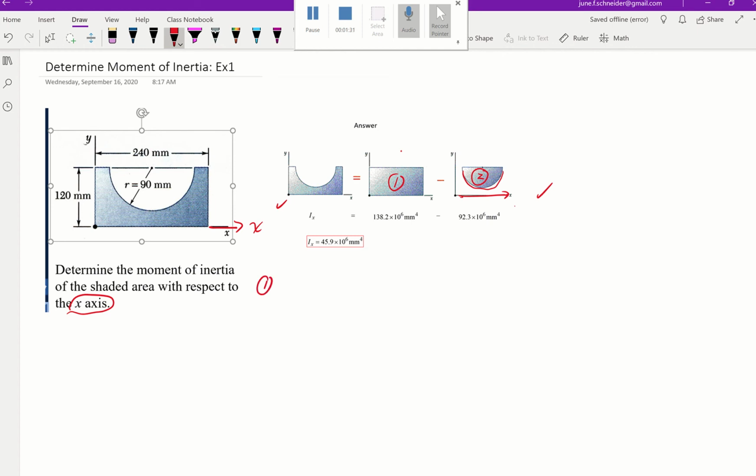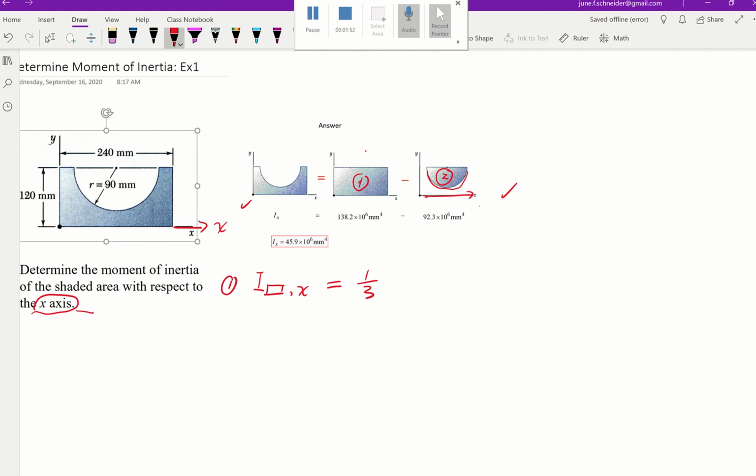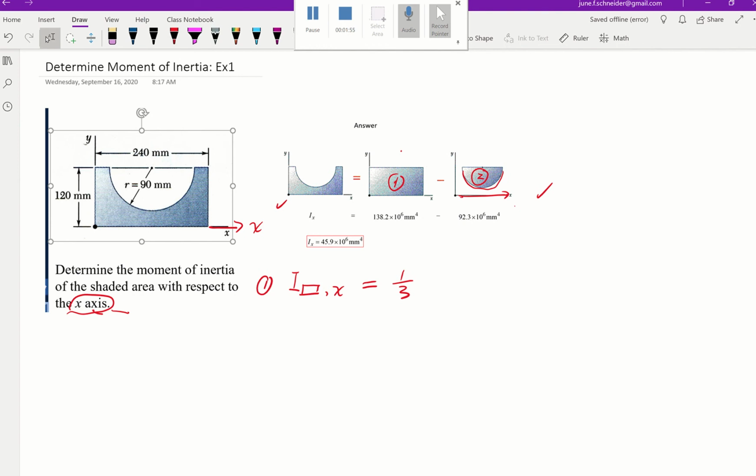So the first step is we're going to solve I for this rectangle regarding the x-axis. And do we have a formula already? Indeed, we already know it's 1/3 regarding the base. Regarding the centroid, however, it's different, it's 1/12, but here it's regarding the base x-axis. So it's 1/3 b h cubed. And what's our b? Our b is 240, and our h is 120 cubed. So you can go ahead and solve that.